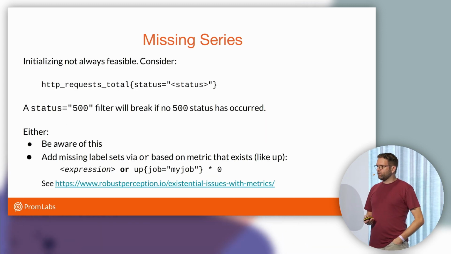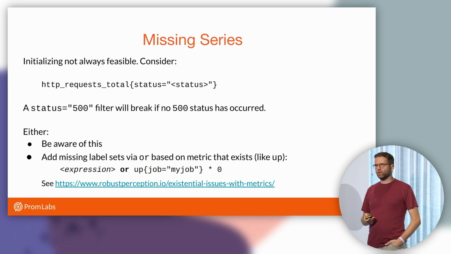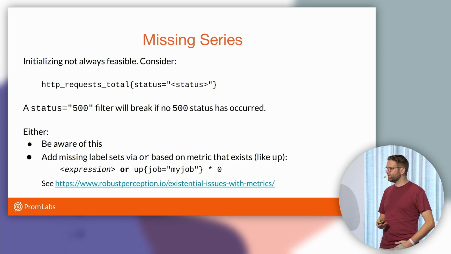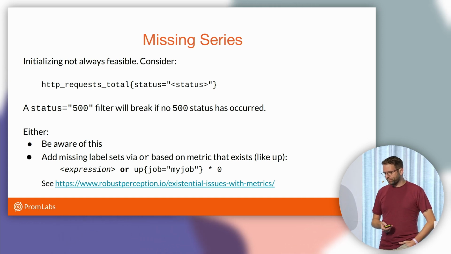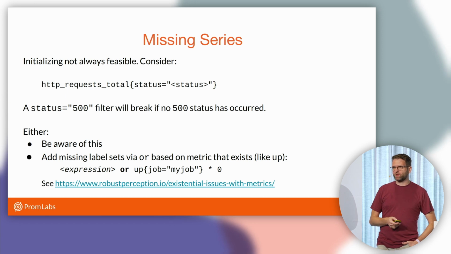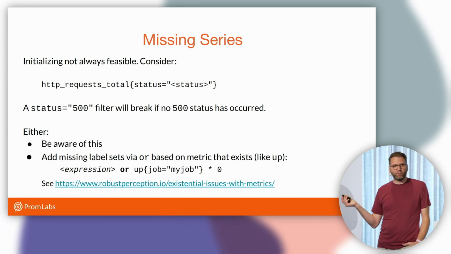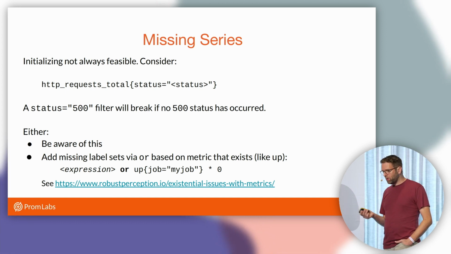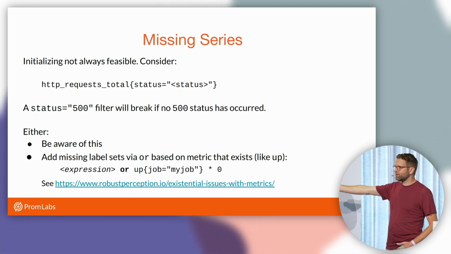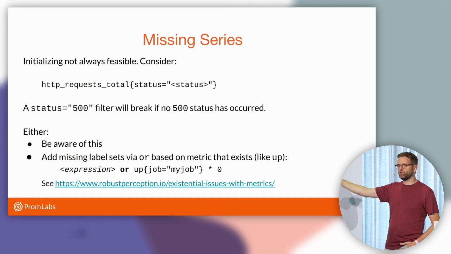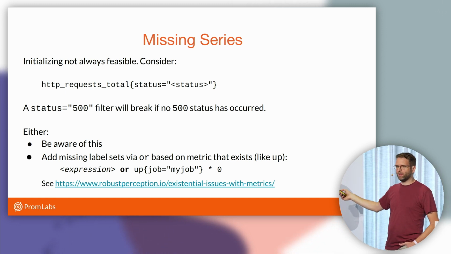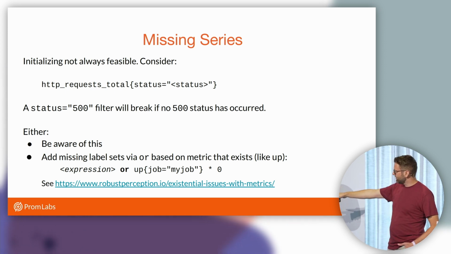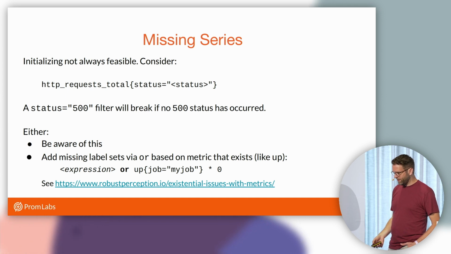Sometimes this isn't really doable. Like if you have HTTP status codes, you don't want to pre-initialize one time series for all the different possible HTTP status codes. That would be a bit overkill. But you still run into the same problem. So either you have to be kind of aware of this and be fine with your graphs being a bit wonky when nothing has happened yet, or you could use the OR set operator to do a set union to join in default values that are always present to show a 0, for example. There's more details in this link below here if you want to know how that works exactly.